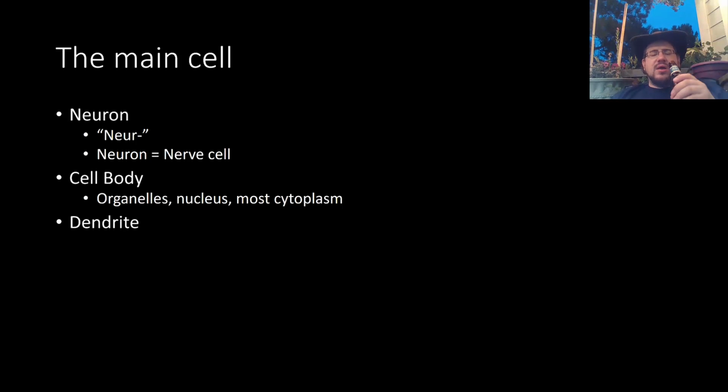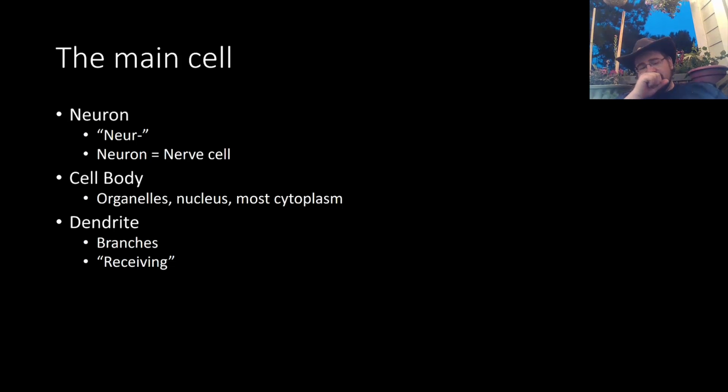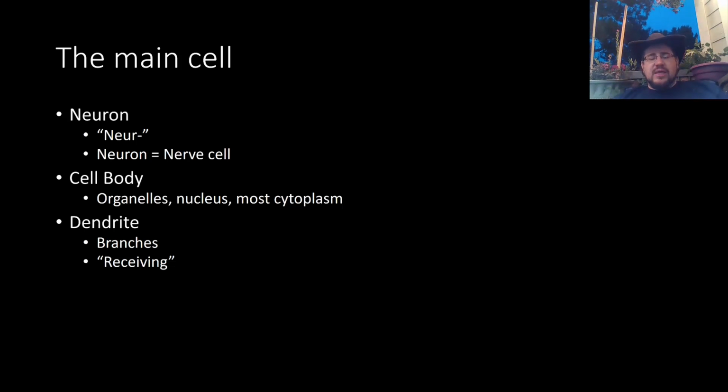Coming off the cell body are multiple tree-like branches, right? These are called the dendrites. The dendrites branch off of the cell body. You can think of them as the receiving end of a neuron when it comes to information signals or nerve impulses. So if you have neuron A, it sends an impulse and it connects up with the dendrites of neuron B. And so the impulse from neuron A travels to neuron B, and the dendrites are what first receive the signal from that impulse.